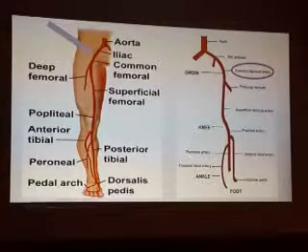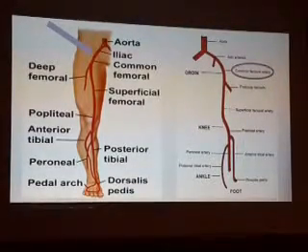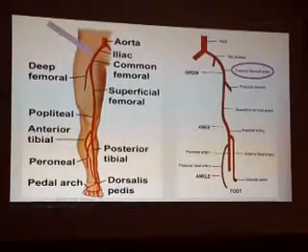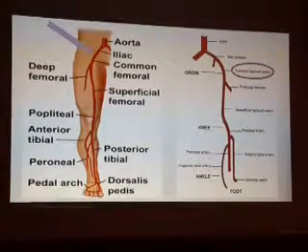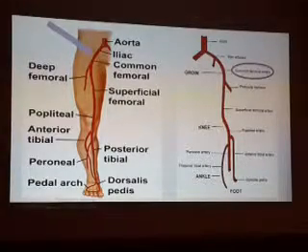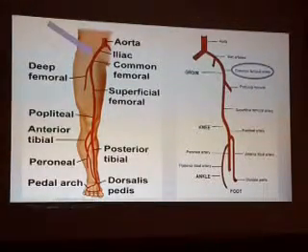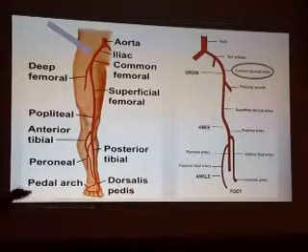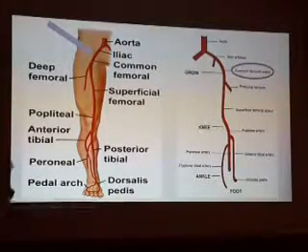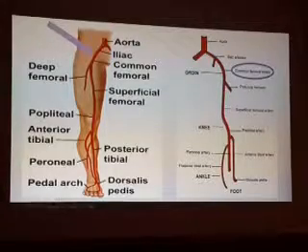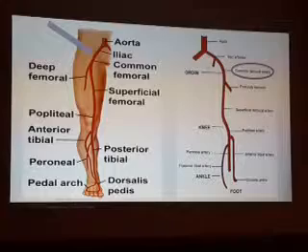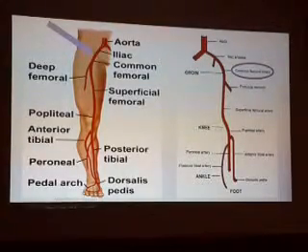The common femoral artery comes from what? The external iliac. The external iliac comes from? The common iliac. The common iliac comes from where? The aorta. This is the sequence. If you see a pathology in a common femoral artery, you have to go all the way up until you reach your aorta to see exactly where the pathology is. So the common femoral artery, we will start with it.